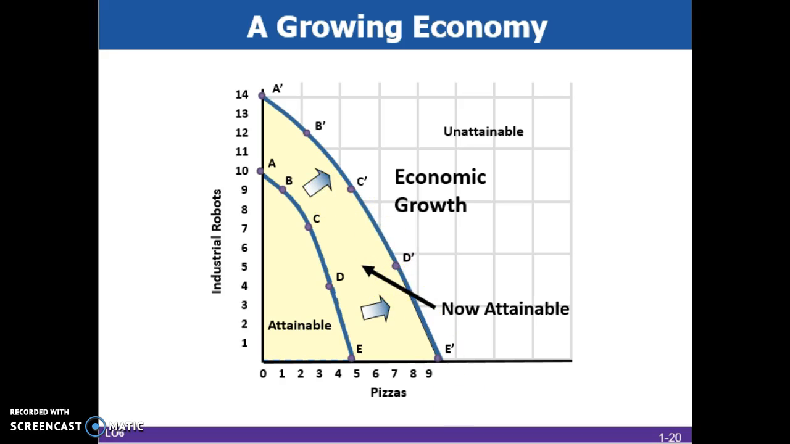Graphically, economic growth is shown as a shift to the right of the PPC. Shifting the PPC to the right shows that more robots and pizzas can now be produced at every point on the PPC. Points that used to be unattainable are now attainable. This means that the economy will now have a higher standard of living.